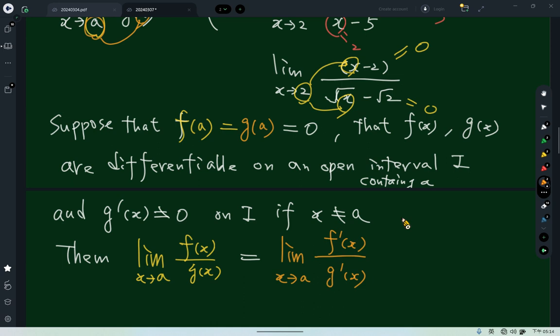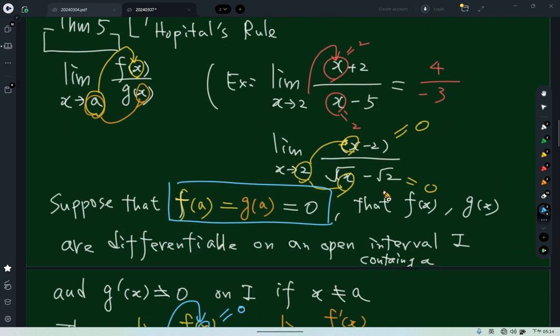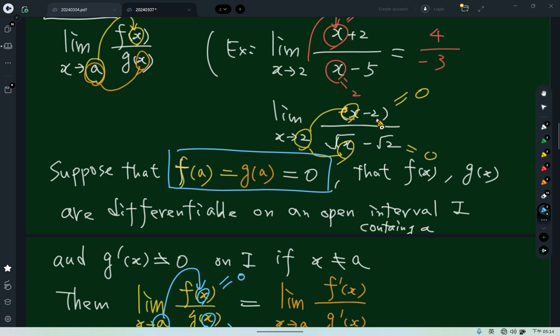When I use a to replace x here, we can get 0. And when we use a to replace x here, we can also get 0. So you can see that when we use a as the input for x, we get 0 over 0. This one is lucky because we can factorize it. But sometimes if it cannot be factorized, you cannot easily cancel some terms from both parts.